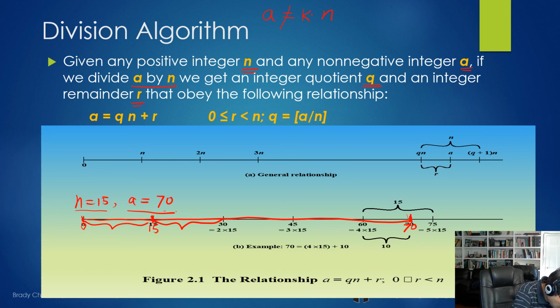Then let's cut another piece of 15. If we start from 15, then we end at 30. Let's cut another piece of 15. From 30, we end at 45. Let's cut another length of 15. From 45 to 60. Now we're at 60, right? If we try to cut another piece of 15, that's not possible, because from 60 to 70 there's only 10 remaining. There's no way we can cut a piece of 15 from 10, right?